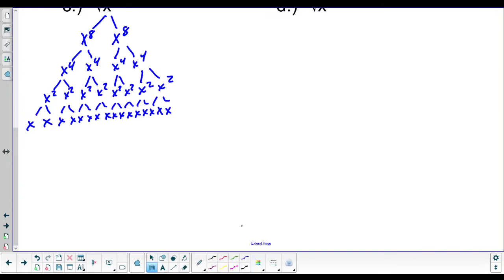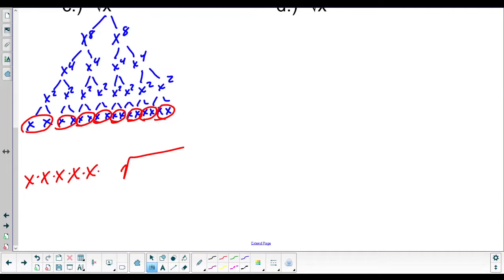Okay, so then you start pairing these bad chickens up. We've got 1, 2, 3, 4, 5, 6, 7, ocho pairs. So all of these pairs go outside the radical. So we've got x times x times x times x times x, 8 times: 1, 2, 3, 4, 5, 6, 7, ocho. And then nothing left inside because they're all paired up. Everyone gets to go to prom this time.